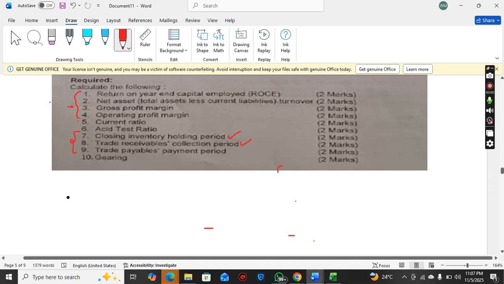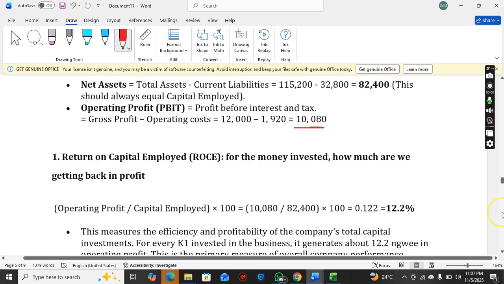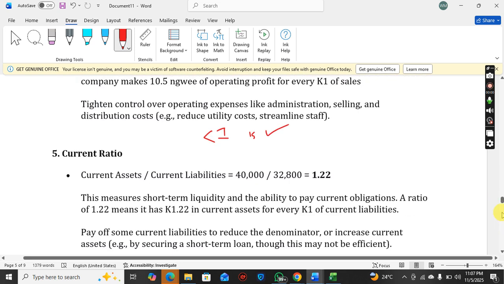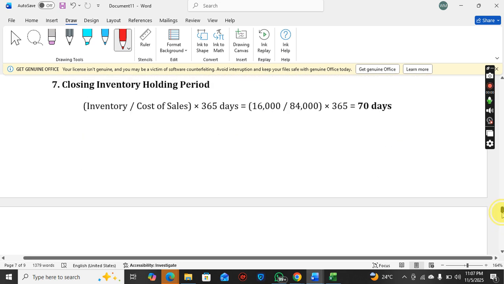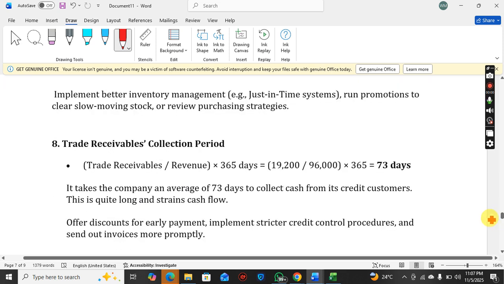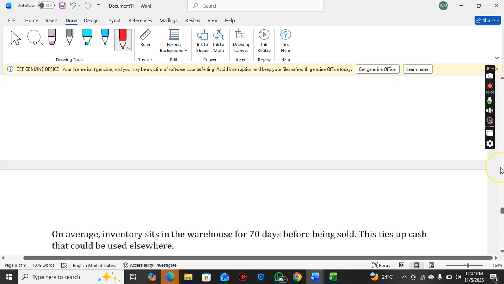So we start with the inventory holding period. How long does our inventory have to sit before it's sold out? This is the formula here.